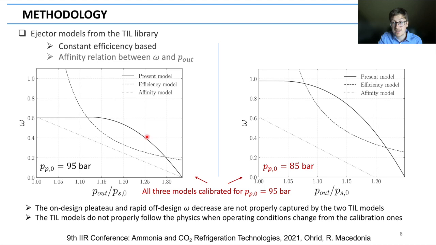And on top of that, as you can see, if the operating condition changes from the calibration one, the TIL models do not evolve in the right way. Indeed, if we look at the graph on the right, if the primary pressure is lowered, the curve of the in-house model is shifted up and to the left, which is what would be physically expected, whereas the TIL models are unable to follow the same trend.